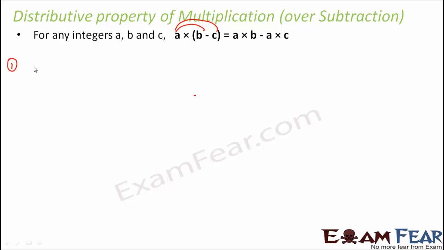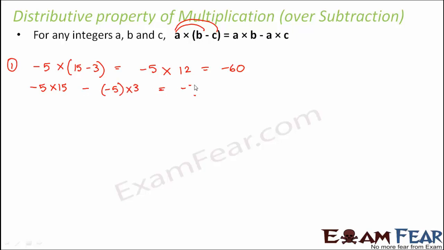So the first example that we take is minus 5 into 15 minus 3. So first let us just solve it as it is. So minus 5 into 12, which is equal to minus 60. Now let us make use of the property. So minus 5 into 15 minus 5 into 3. So this is equal to minus 75 minus 15. So this is also equal to minus 60.